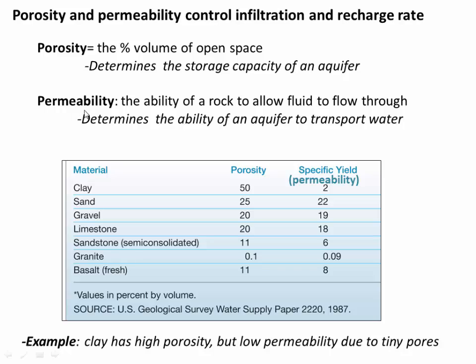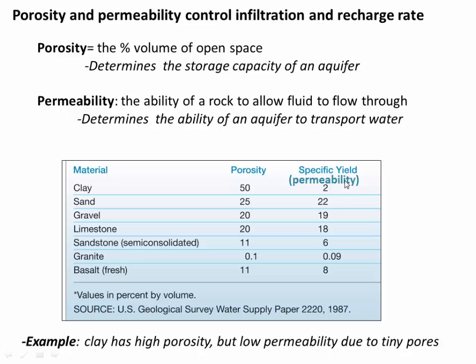Permeability is equally important. It's the ability of the rock to allow fluid flow. So here, to have permeability, we need to have those pores be really well connected to each other. And of course, porosity and permeability vary widely by rock type. A good example we're all familiar with is sand. Roughly 25% porosity and a relative permeability of about 22. So sand is an example of a material that is both porous and permeable.